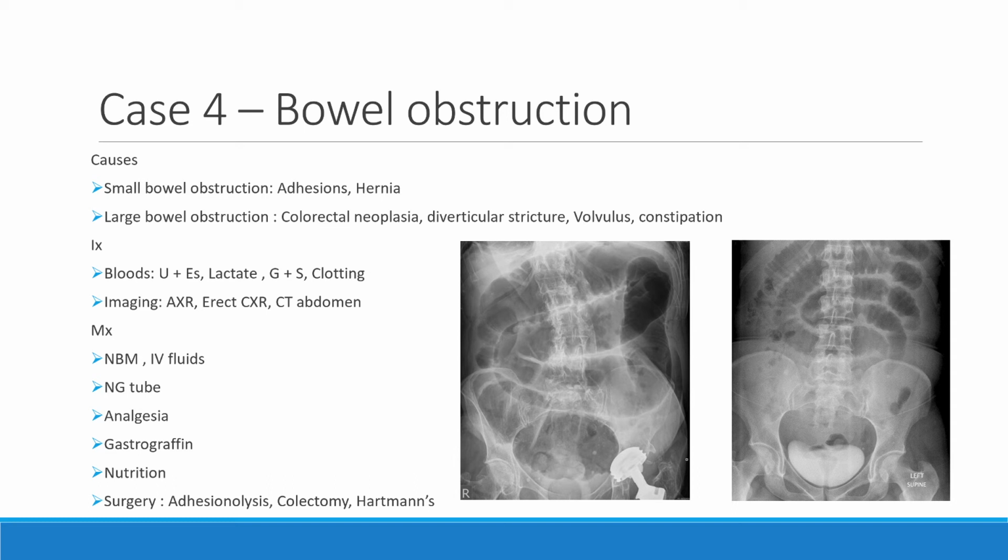In management, keep them nil by mouth, and make sure they have sufficient fluids because they're dehydrated. Put an NG tube; sometimes an NG tube can also be used to deflate the obstruction. Give them some analgesia. Mention gastrografin. Ensure they have good nutrition. For surgery, you can do adhesiolysis, colectomy, or Hartmann's. The indications for surgery are usually closed loop obstruction, malignancy, strangulation or perforation, or failure of conservative management.